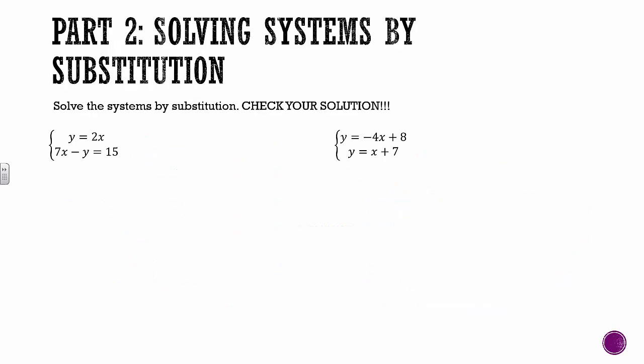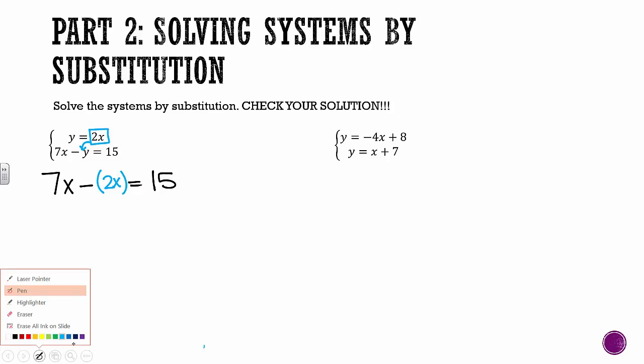So this very first one, the first step is already done for me. Y is already found. I know that y equals 2x. So what I'm going to do is in this second equation, wherever I see y, I'm going to substitute that in. So this equation stays exactly the same. The 7x, the minus y, the equals 15. But instead of writing y, I'm going to write what y equals, and y equals 2x.